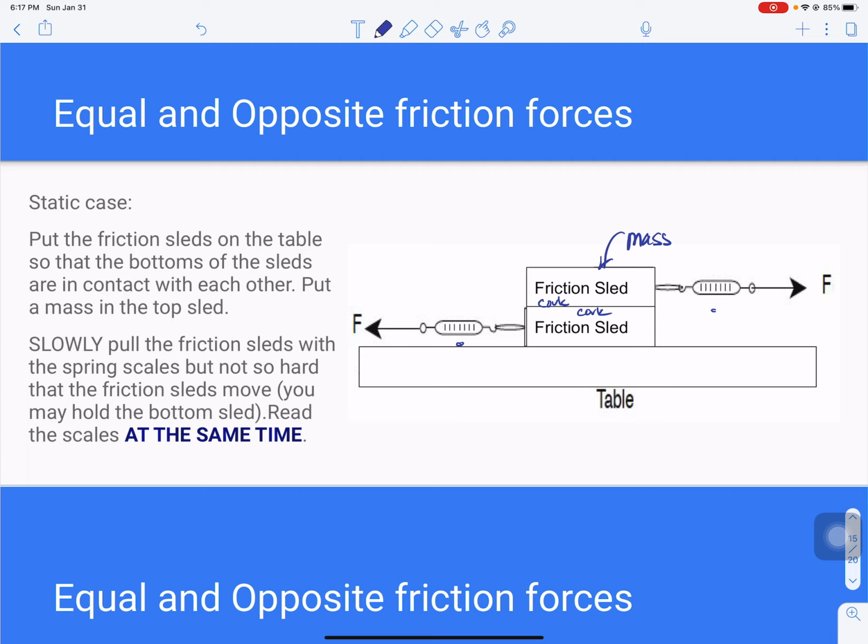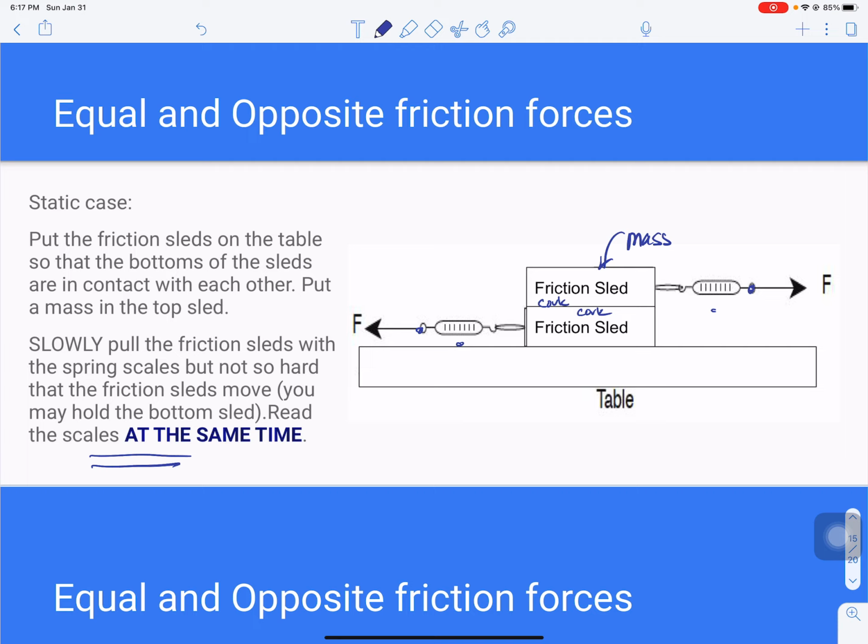spring scales. So you want to slowly pull the friction sleds with the spring scales. Notice, do the hook, not the barrel. But you don't want to do it so hard that the friction sleds move. And you may need to just hold the bottom friction sled. But the important thing, read the scales at the same time as you're trying to get them to move. It has to be the same time or you're going to get wrong data. Okay. All right. What do you find?